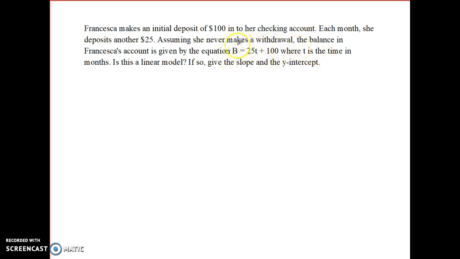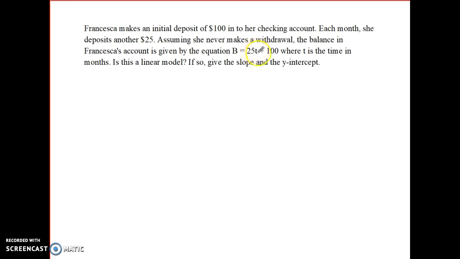Think about this equation right here. It shows us that she starts off with $100, and every month, so t is month, she adds $25. This would be a linear model because each month it's incrementing by the exact same rate. Every month she's adding another $25. In month 1, she adds $25. Month 2, she adds another $25. Month 3, she adds another $25. So this rate, we're multiplying by the number of months.